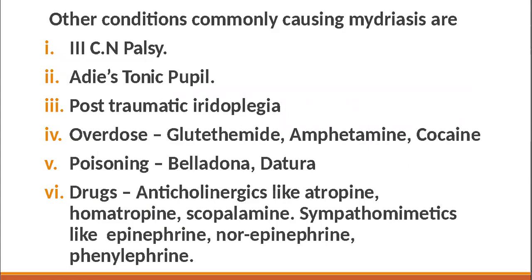So what are the other causes? Adie's tonic pupil, we'll discuss it in detail. Then post-traumatic iridoplegia, meaning trauma to the iris, will also cause a dilated pupil. Then overdose of sympathetic drugs like amphetamine or cocaine will cause dilatation of pupil. And belladonna or datura poisoning will cause dilatation of pupil. And drugs like atropine, homatropine, or sympathomimetic drugs like epinephrine, norepinephrine, phenylephrine will also cause dilatation of pupils. So remember, friends, in causes number 4, 5, and 6, pupils will be bilaterally dilated, whereas if there is trauma, usually the affected pupil will be dilated.